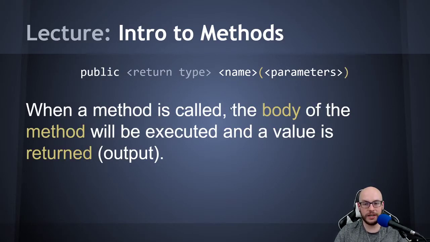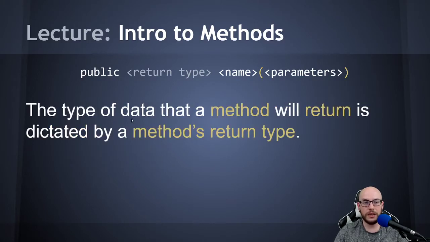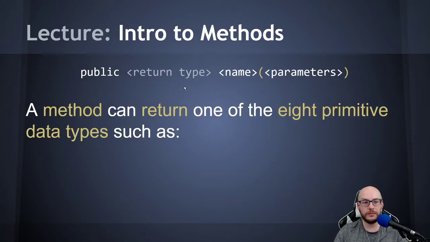Our return type is whenever a method is called, the body of the method will be executed and a value is returned. A value will be output by the method. The type of data that a method will return is dictated by the method's return type. So we're going to have an output. What goes here is the data type. So we are preemptively saying that this method is going to return some type of data.